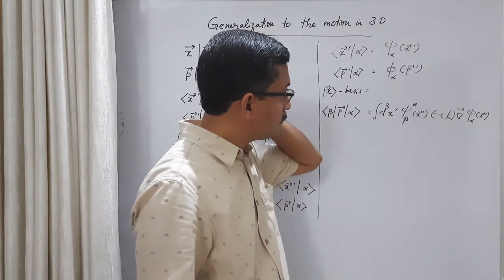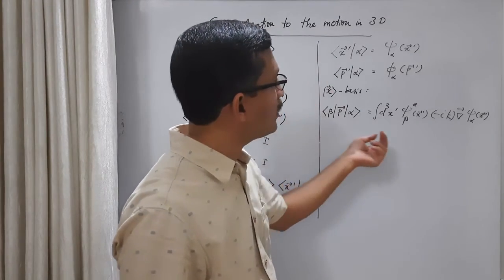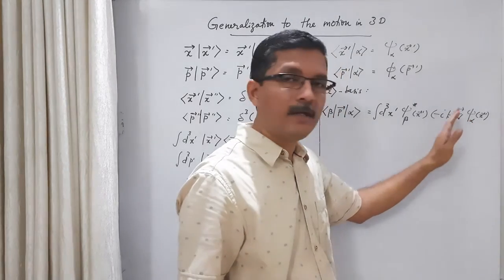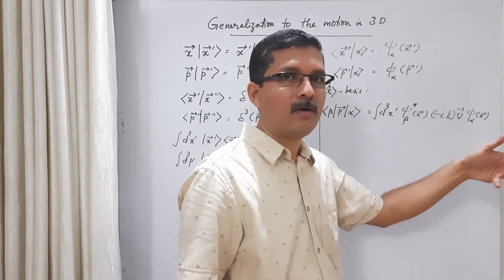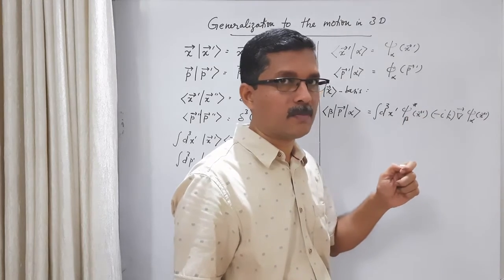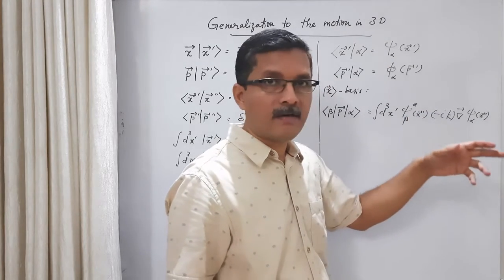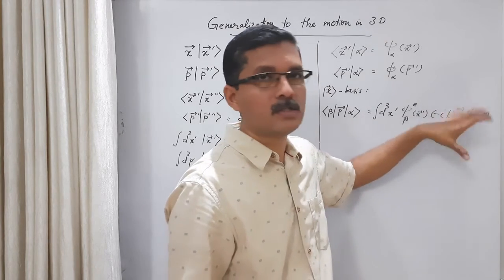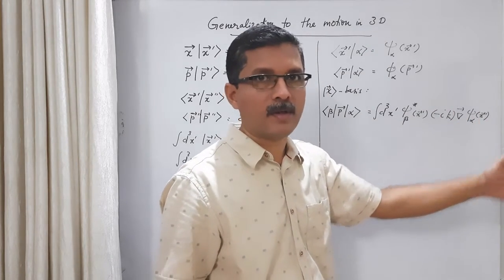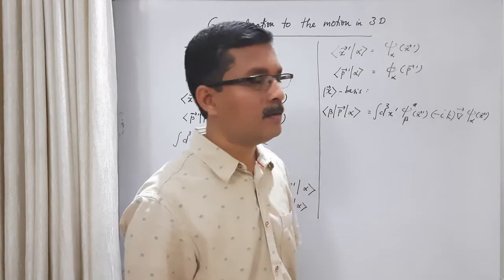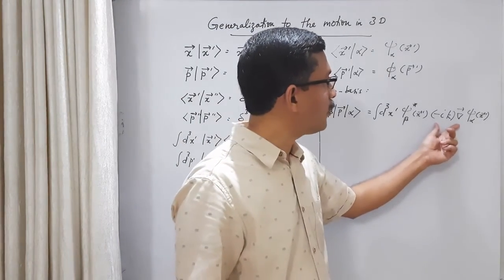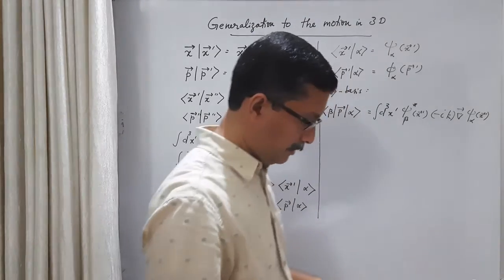So the three-dimensional momentum operator will be minus i h cross, if you are using Cartesian coordinates, i ∂/∂x' plus j ∂/∂y' plus k ∂/∂z', where i, j, k are unit vectors in Cartesian coordinates. So the del is a shorthand notation for i ∂/∂x' plus j ∂/∂y' plus k ∂/∂z'. So this is the three-dimensional momentum operator in position basis.